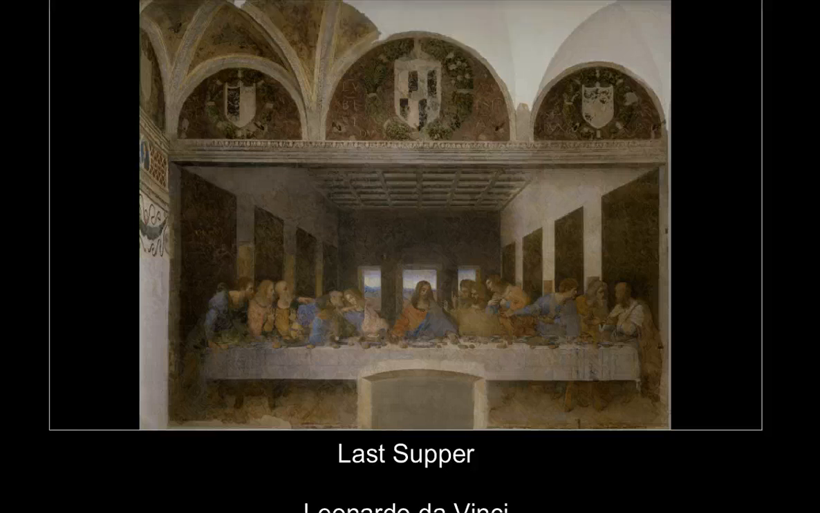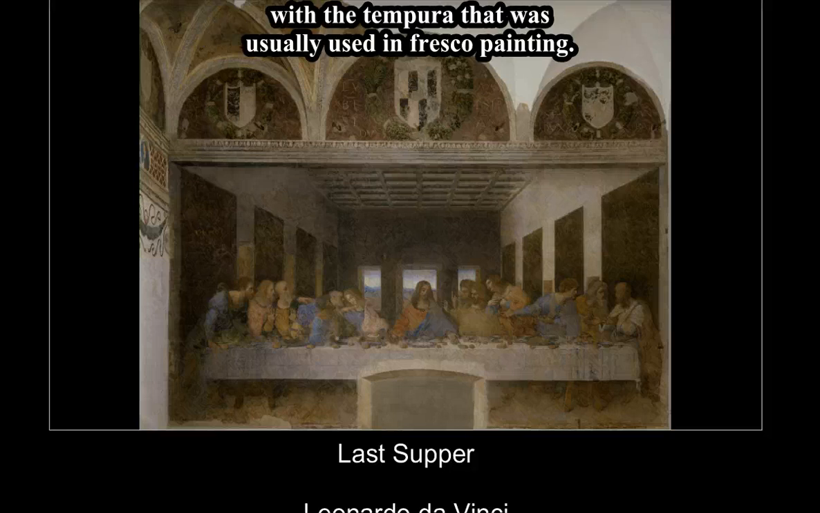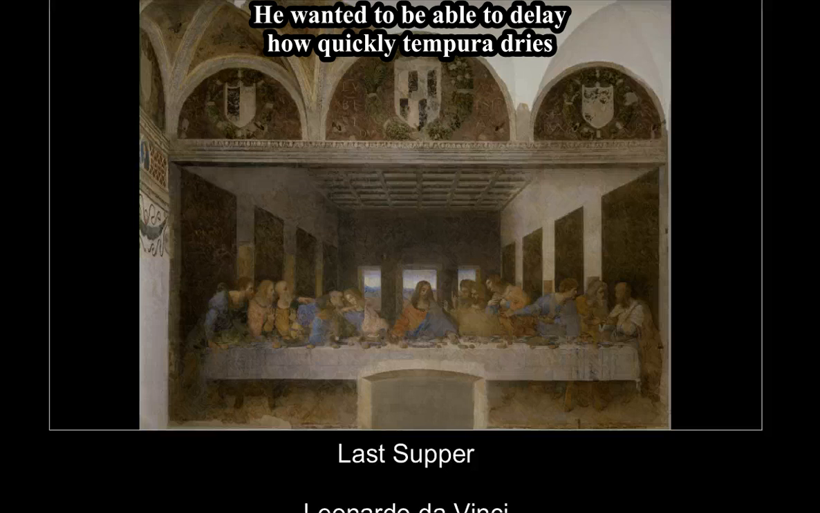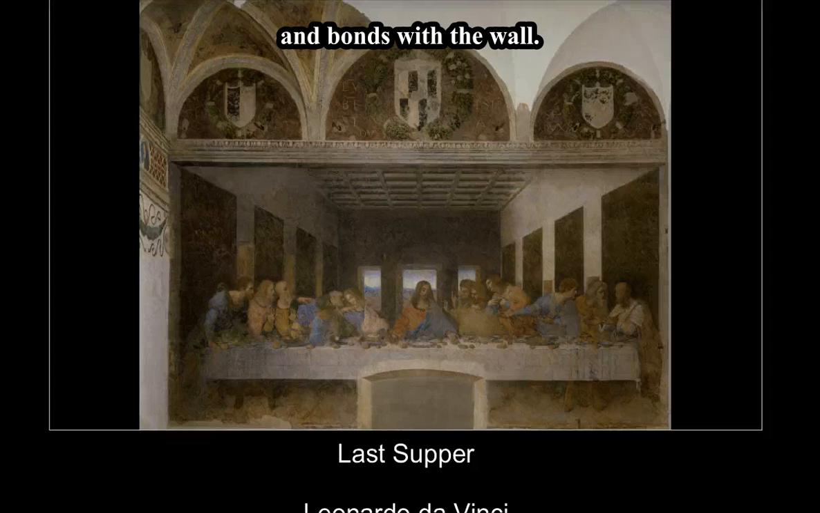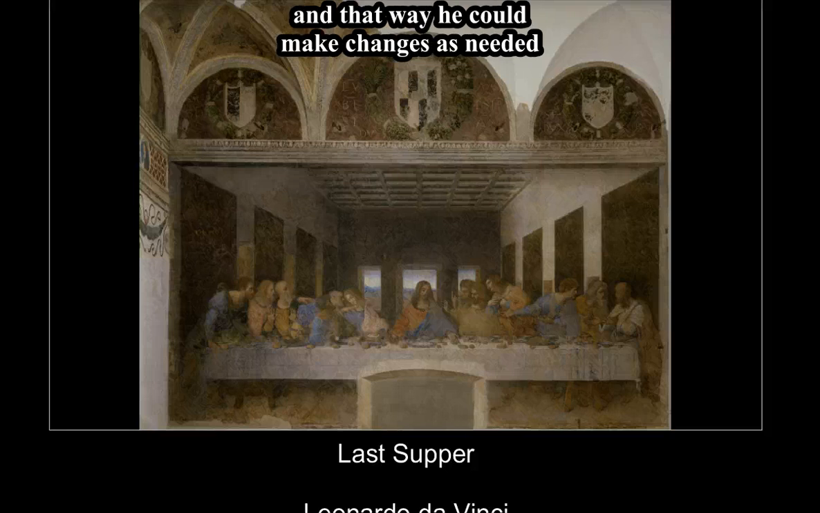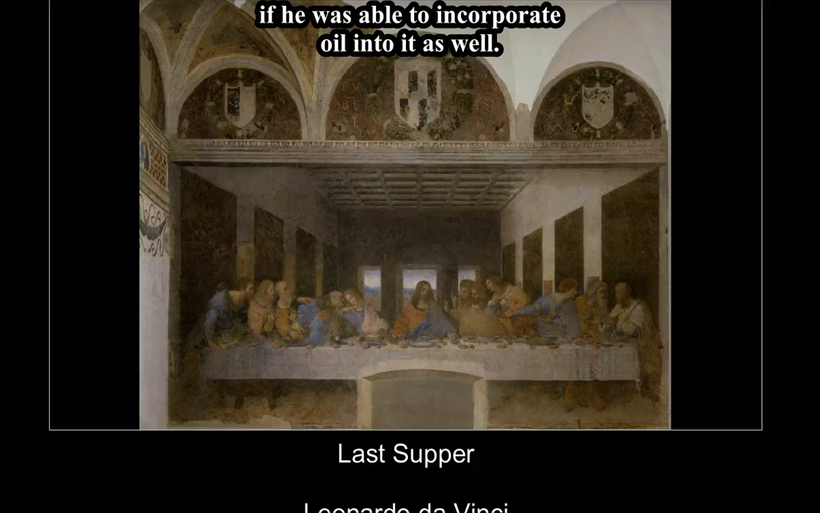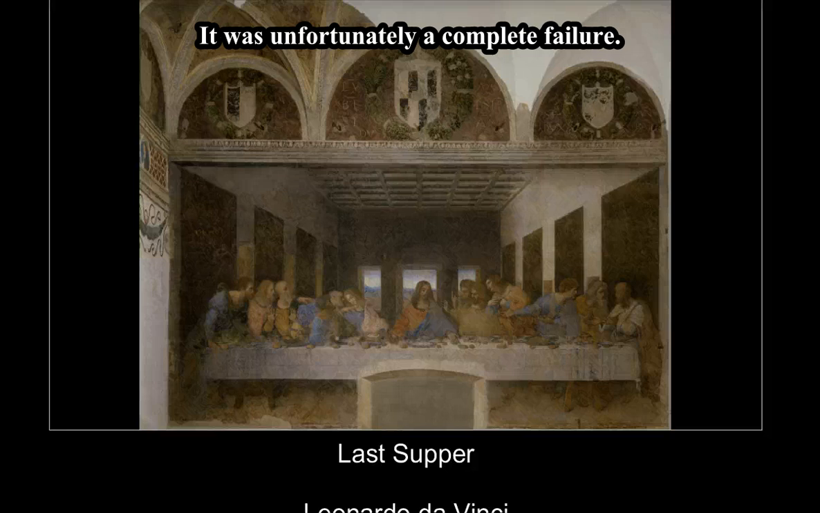tried to use a new fresco technique, and specifically, he tried mixing in oil with the tempera that was usually used in fresco painting. He wanted to be able to delay how quickly tempera dries and bonds with the wall. And so mixing in oil, he thought, would do that, and that way he could make changes as needed and, you know, do different sort of lighting effects if he was able to incorporate oil into it as well. It was, unfortunately, a complete failure.